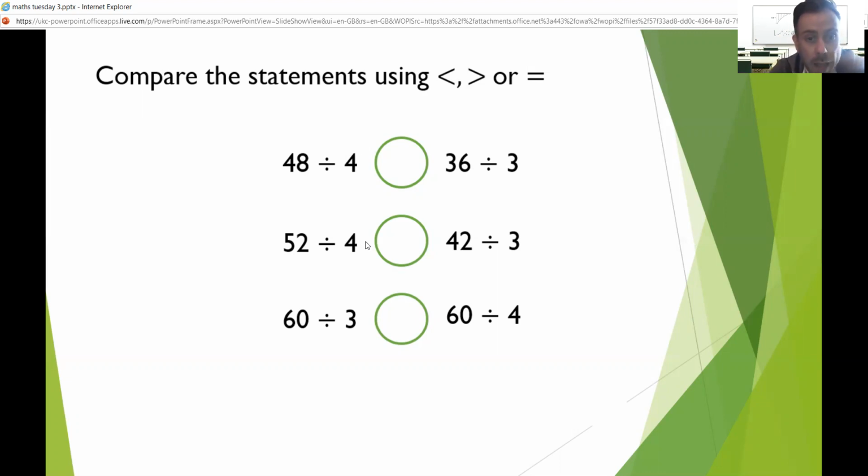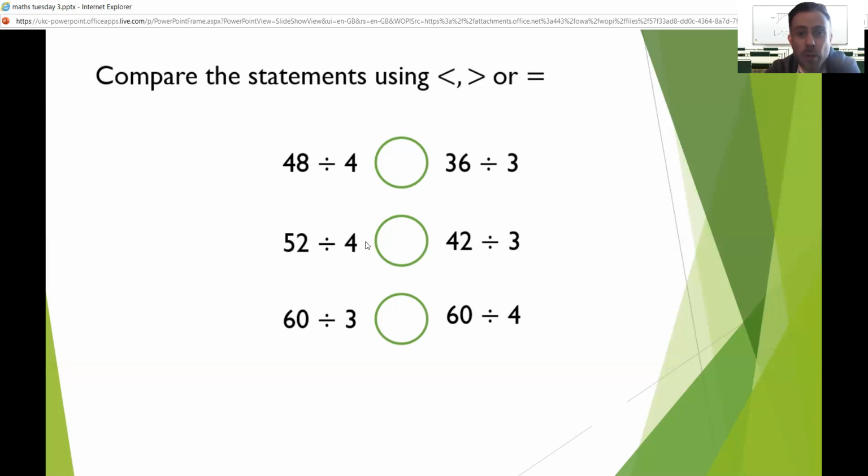The next one, we have got 52 divided by 4, which is 13. And then we've got 42 divided by 3, which is, I'm trying to remember, 42 divided by 3, which is 14. So you should have put 52 divided by 4 is less than 42 divided by 3. That's what you should put. Confusing myself.